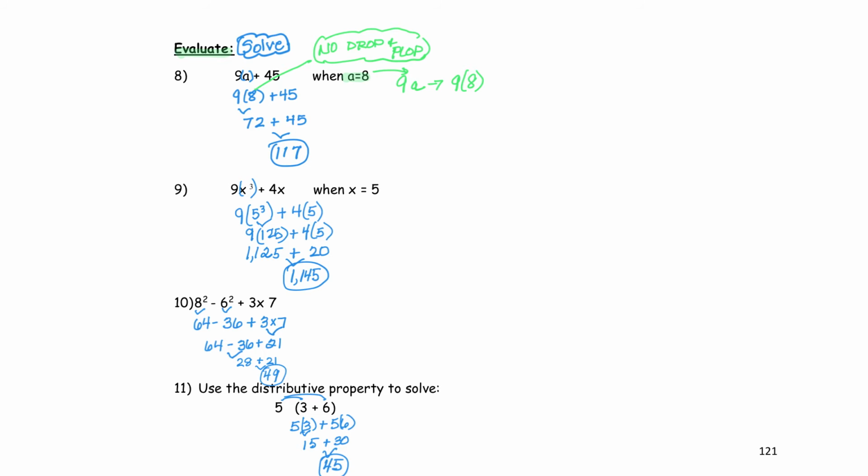Number 9, the answer when x is equal to 5, when you substitute it in. And remember, this is to the 3rd power, so be careful. So what does that mean? It means 5 times 5 times 5. So it was 9 times 125. Your final answer was 1045.